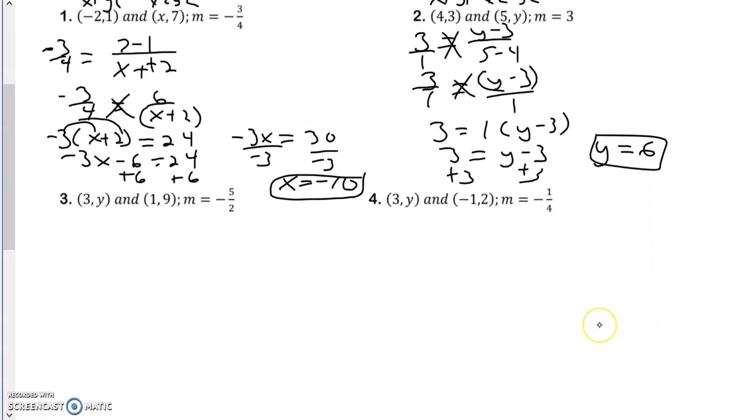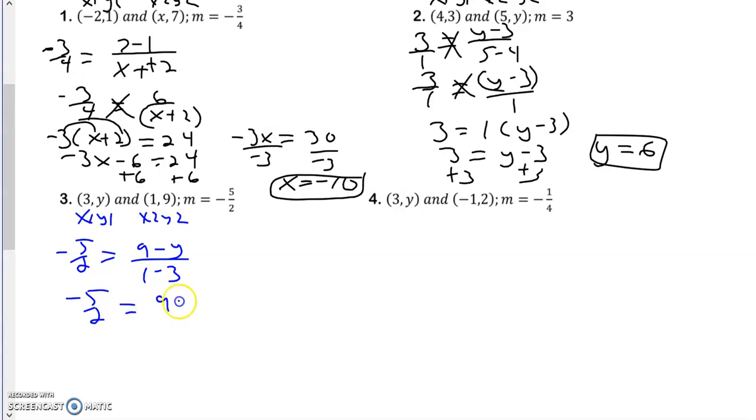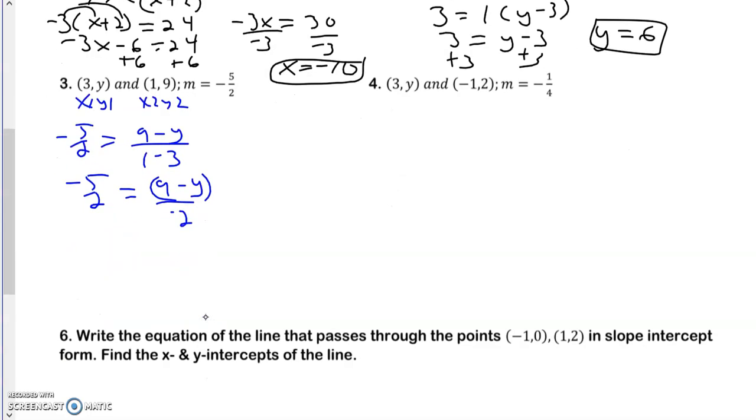Taking a look at the next one. We know that this is x1, y1, x2, y2. We're going to put in m, and m is negative 5 over 2 equals, and we're going to do 9 minus y over 1 minus 3. I'm going to simplify the denominator. 1 minus 3 is negative 2. Put my parentheses around 9 minus y.